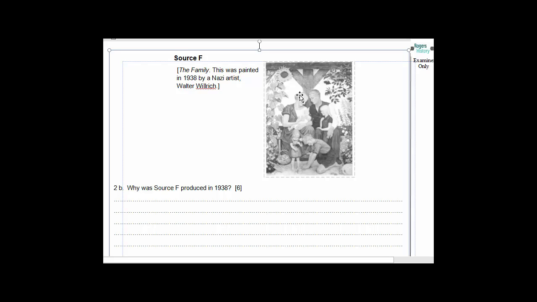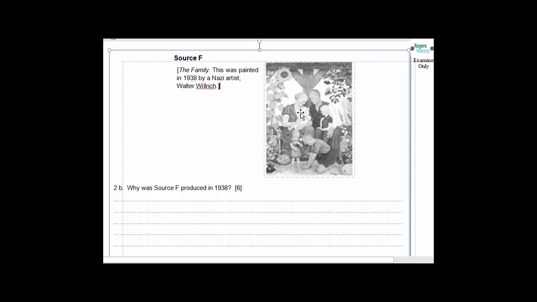And you need to support your answer with some context, some background knowledge. Spell out the reasons why the source was produced. So in this instance, it's obviously Nazi propaganda. It's been produced to promote the idea of the perfect Nazi family to the German population.